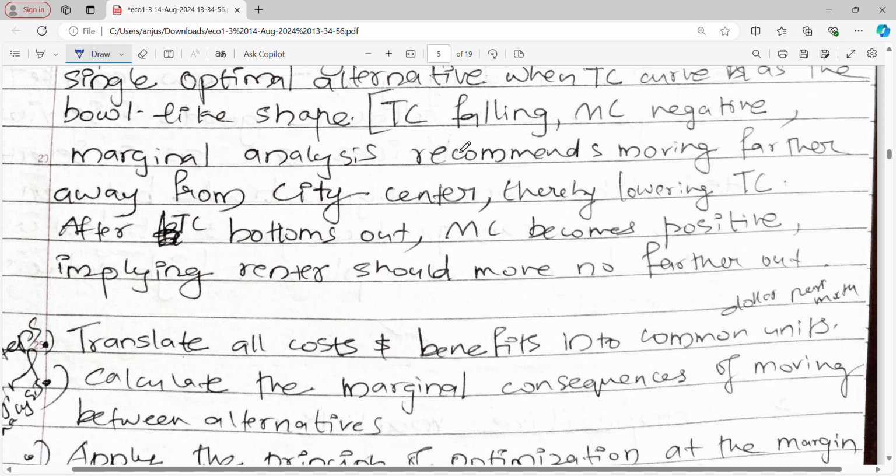So when total cost falls, then MC will be negative. Marginal analysis recommends moving farther away from the city center, thereby lowering the total cost. After total cost bottoms out, marginal cost becomes positive, implying the renter should move no farther out. That is why MC becomes positive.